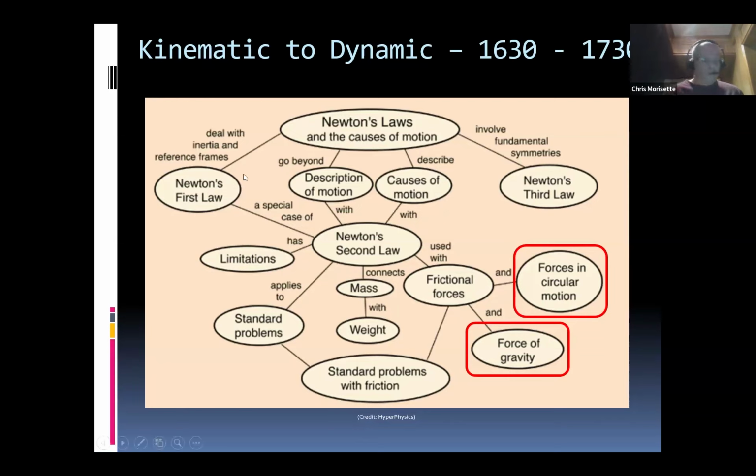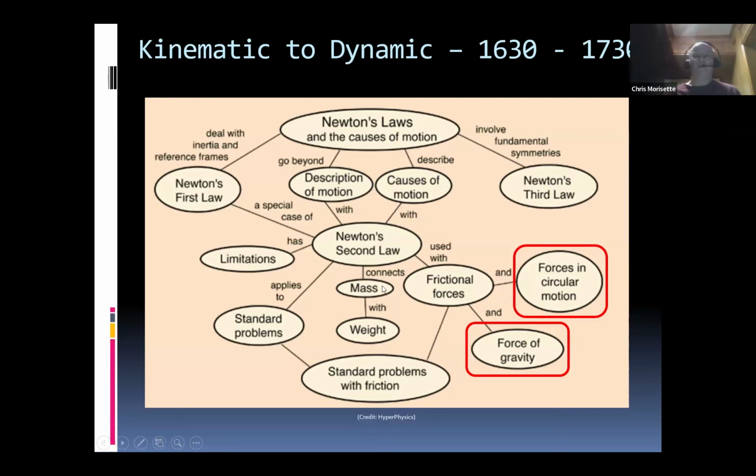His first law was that every object moves in a straight line unless acted upon by a force. His second law, which I think is the most important one here, is that the acceleration of an object is directly proportional to the net force exerted and inversely proportional to the mass of the object. So what he was able to do was go beyond the description of motion, like Kepler and the Renaissance astronomers were doing, and really describe the cause of the motion. That was the big contribution he made here.